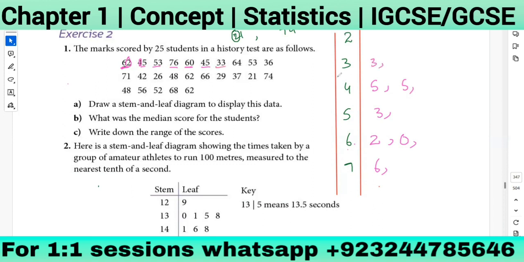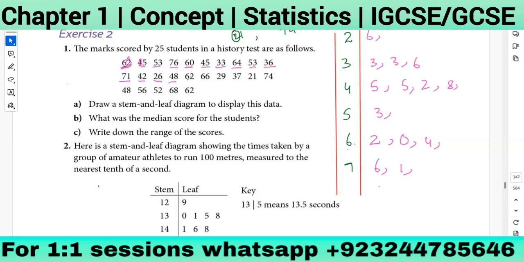33. 64. 53. 36. 71. 42, 4 and 2. 26. Are you getting what I am doing? Or if I'm doing fast, I can slow down.